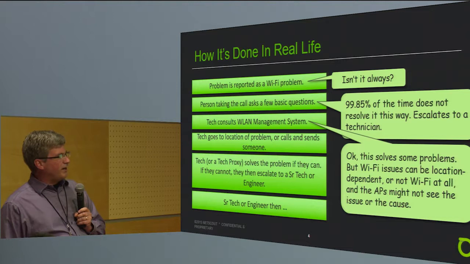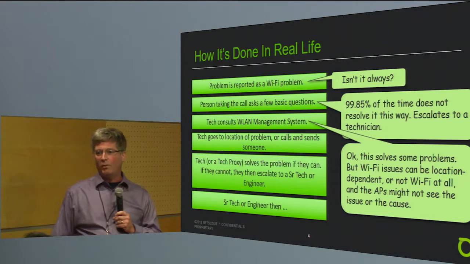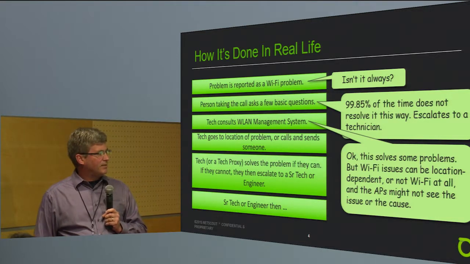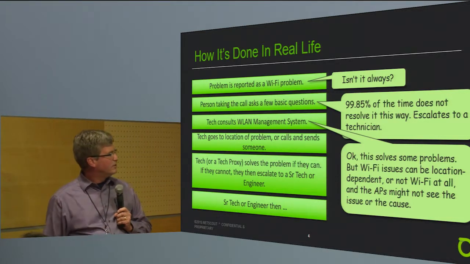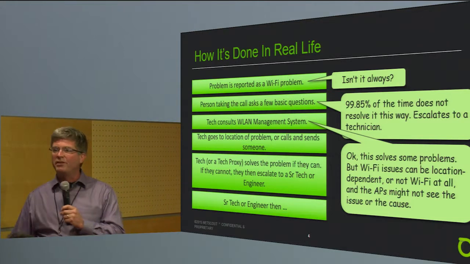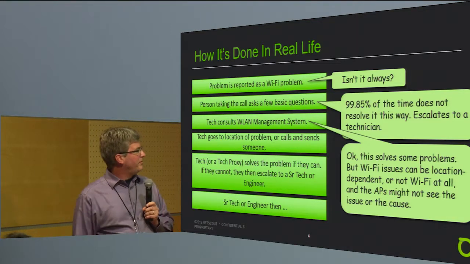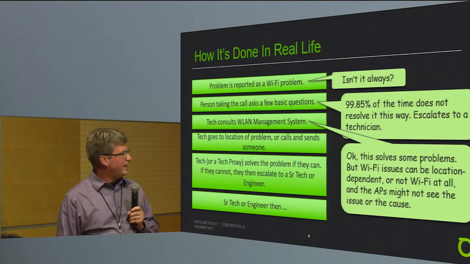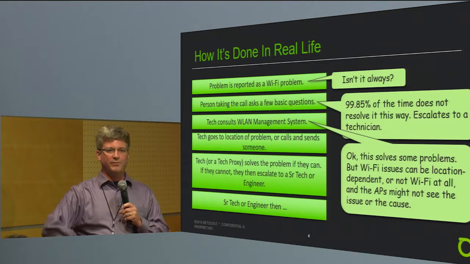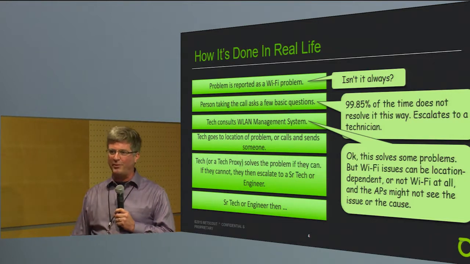But other times, Wi-Fi issues can be location dependent or not related to the Wi-Fi network or the RF at all. So the APs might not see the issue or the cause. So the tech goes to the location of the problem or sends somebody there. And then they solve the problem if they can, or if they cannot, they escalate it to a senior tech or an engineer, who then goes to the site of the problem, and, well, it kind of ran off the area I could put on one slide.